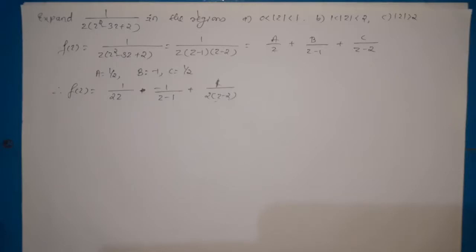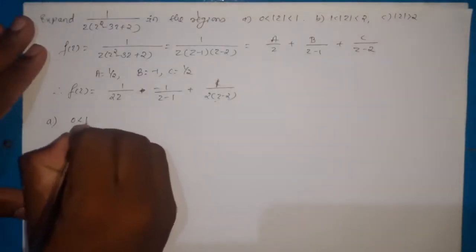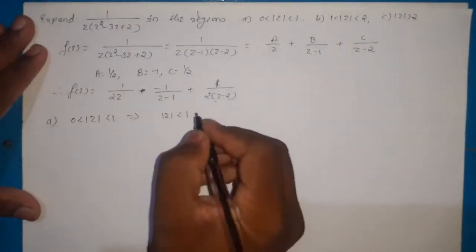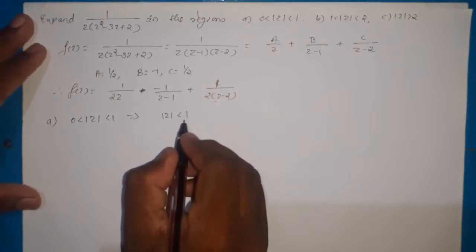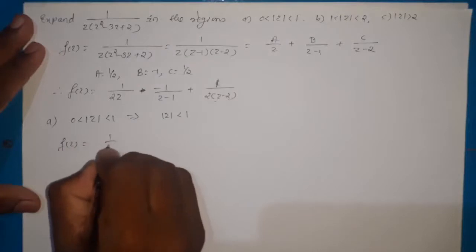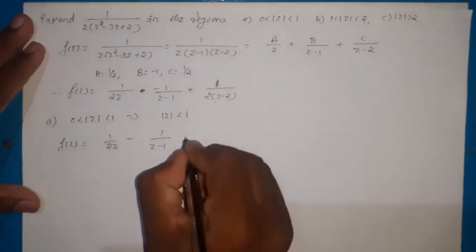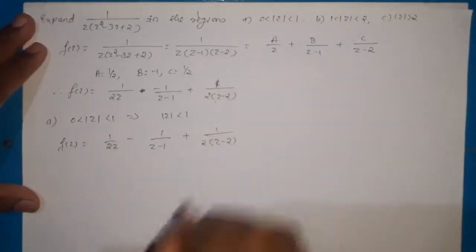Now consider the regions and expand the function in the corresponding region. Now the first is 0 less than mod z less than 1, or it implies that mod z less than 1. So whenever z is less than some constant, we need to take that constant outside from the factor. So 1 by 2z as it is, minus 1 divided by z minus 1 plus 1 divided by 2 into z minus 2.